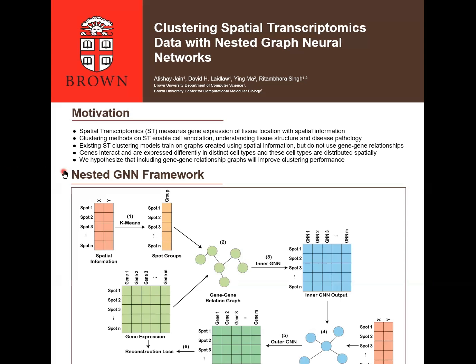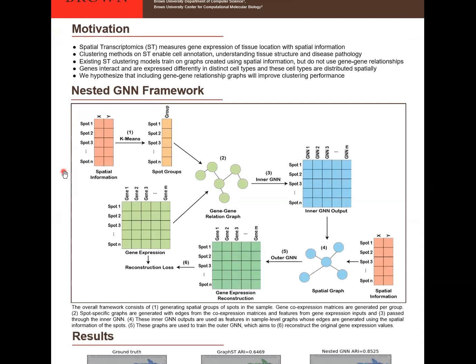That's where our nested GNN framework comes in. In the first step of our framework, we use k-means on the spatial information to generate groups of spots, called spot groups. We then use the gene expression matrix to generate gene co-expression matrices for each spot group.